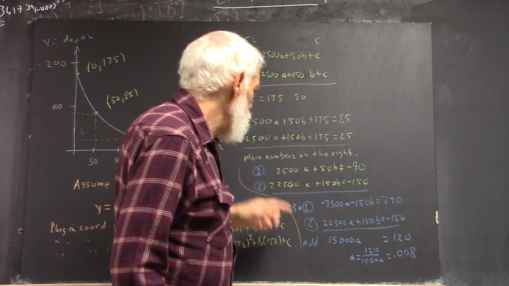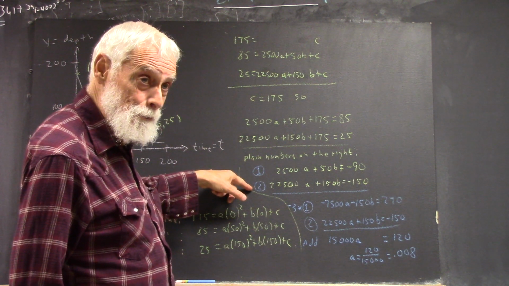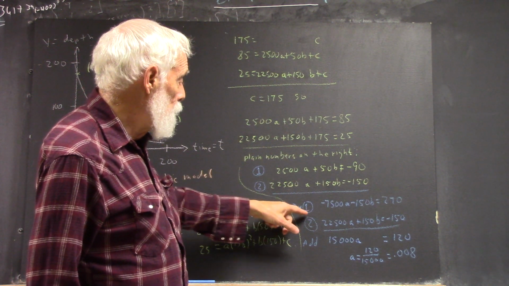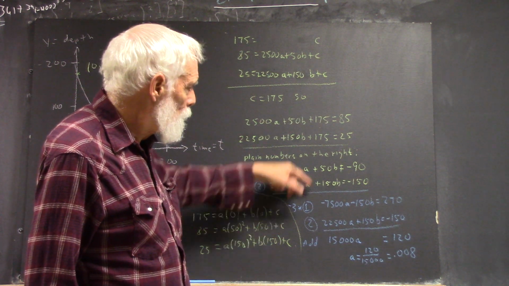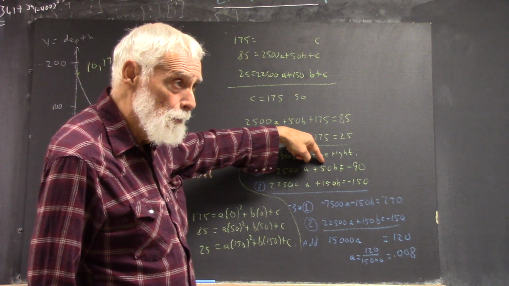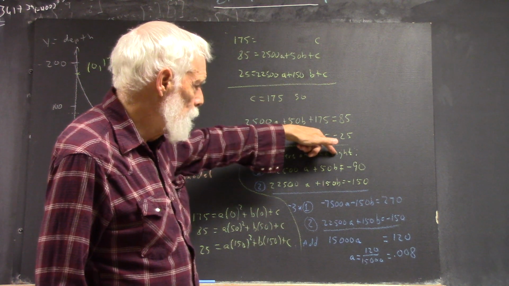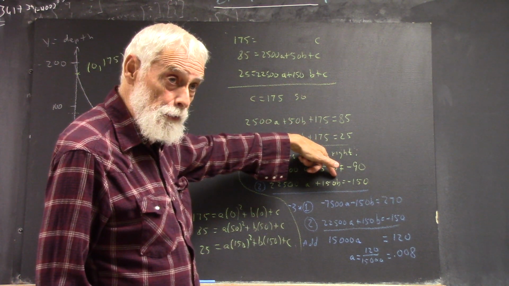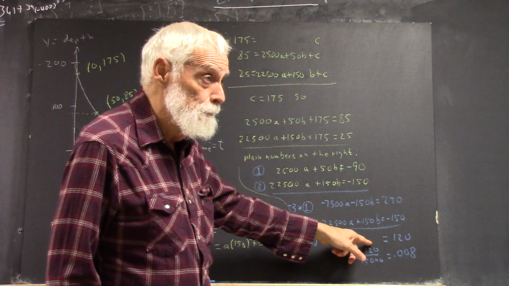So I call this equation 1, I call this equation 2. I multiply equation 1 by negative 3, because I can see if I multiply negative 3 by 50b, it'll give me negative 150b. So I'm going to get two equations that I can add and get rid of b.